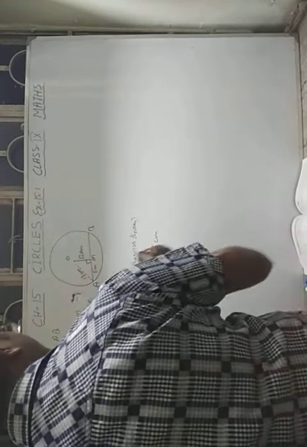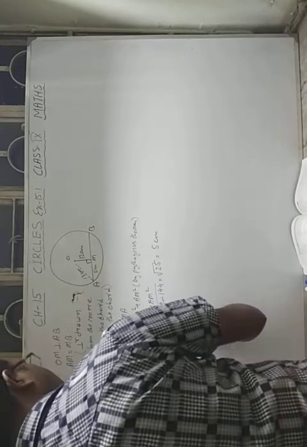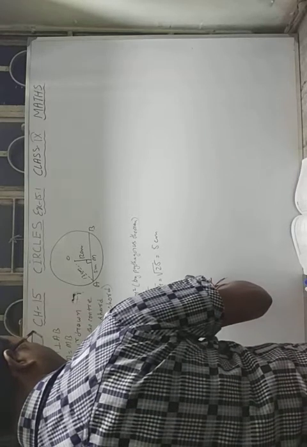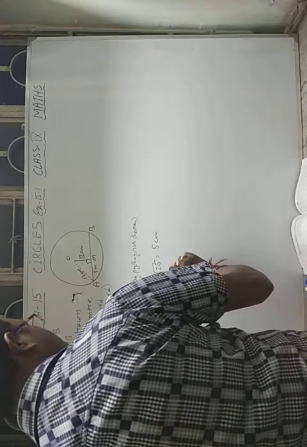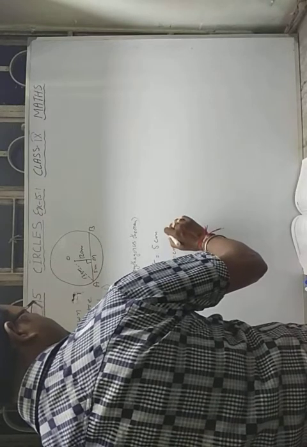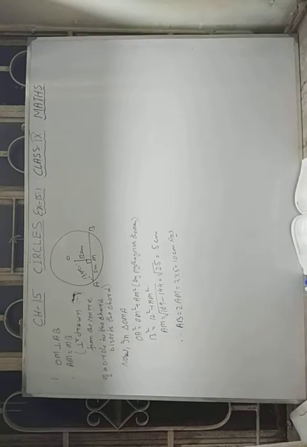What is the length of AB? Since it bisects, AM is equal to MB. Therefore we can write AB is equal to twice of AM. So 2 into 5, that is equal to 10 centimeter. So this is the final answer, the length of the chord. We have got the length of the chord. In this way we have to find this.